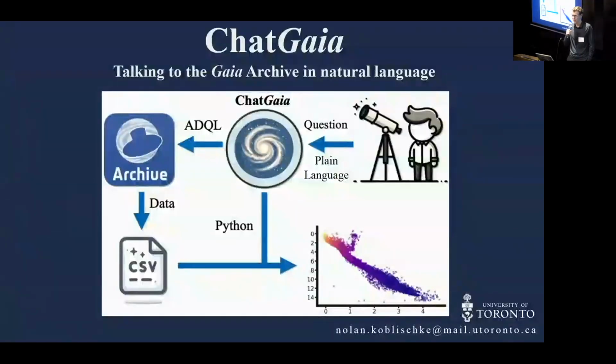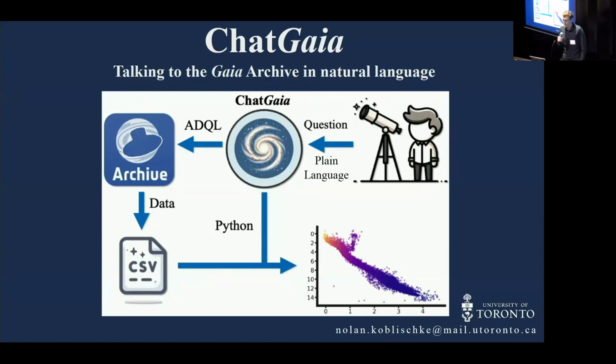All right, thanks everyone. I'm Nolan Kobliszki from the University of Toronto. Today I'm going to be talking about ChatGaia, which allows you to talk to the Gaia archive in natural language. Gaia has looked at hundreds of millions of stars, stored it all on the Gaia archive. But in order to access this data, you need to write ADQL, which can be quite complex. As an undergrad, I found myself scrolling through documentation, forgetting column names, before I could write a query to get the data I want.